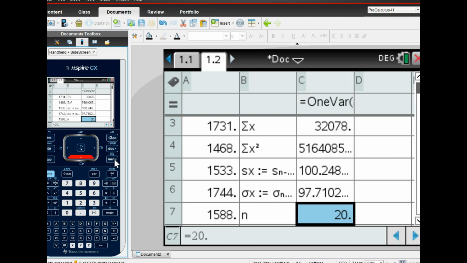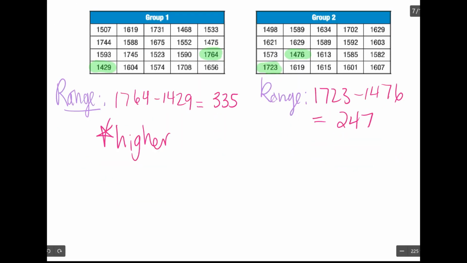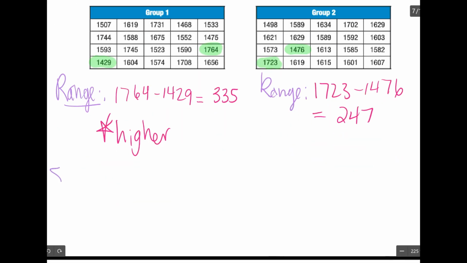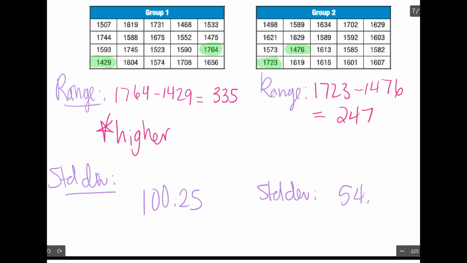What is the standard deviation you found for yours? About 54.61. Sweet. So let's go and write the standard deviation. The one on the left that I did was 100.25, and the standard deviation you found for group 2 was 54.61.